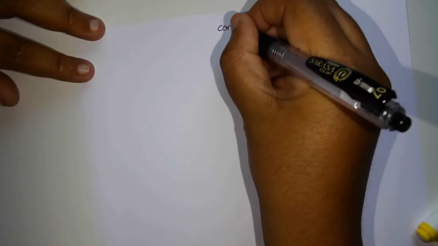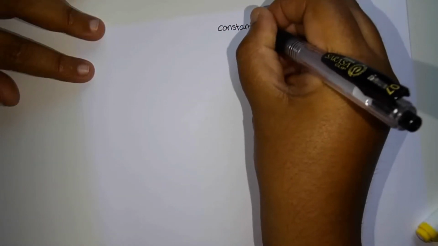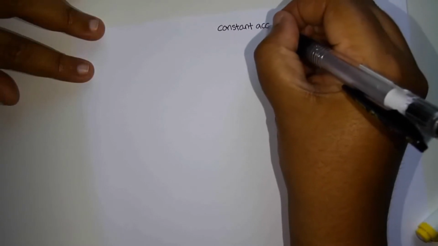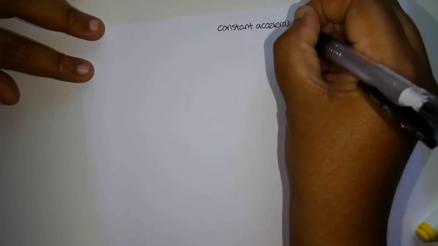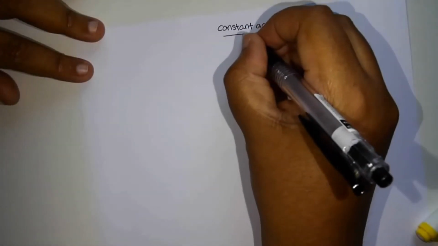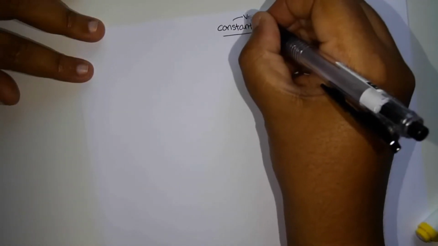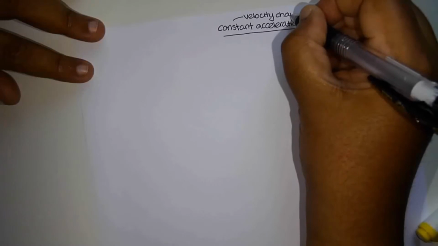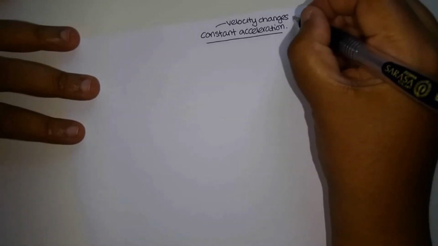Constant acceleration can also be called uniform acceleration. It means velocity changes at a constant rate.